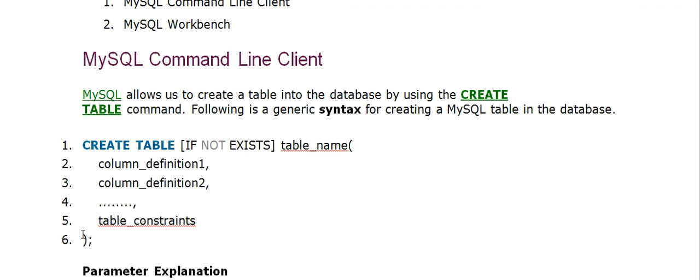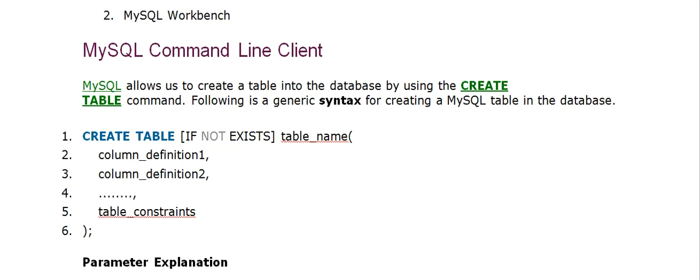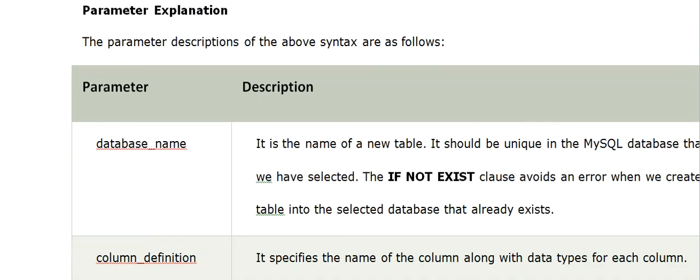So we will see it in detail also. And last, round bracket close and the semicolon. That means after the table name, round bracket open, and at the end, round bracket close with the semicolon. So this is the syntax we need to follow over here. Okay, as you can see in the example.